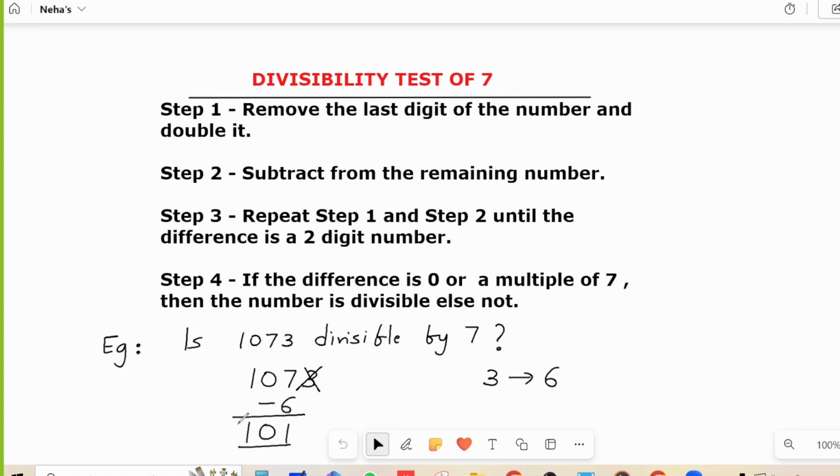You can see that the answer that we have got here is a 3-digit number, but we want a 2-digit number so that we can apply step number 4. So we will repeat the process again with number 101 now. We will remove the last digit, that is 1. Double of 1 makes it 2. Subtract this from the remaining number, that is 10. The difference here will be 8. Now we know that 8 is not divisible by 7. That means 1073 is not divisible by 7.